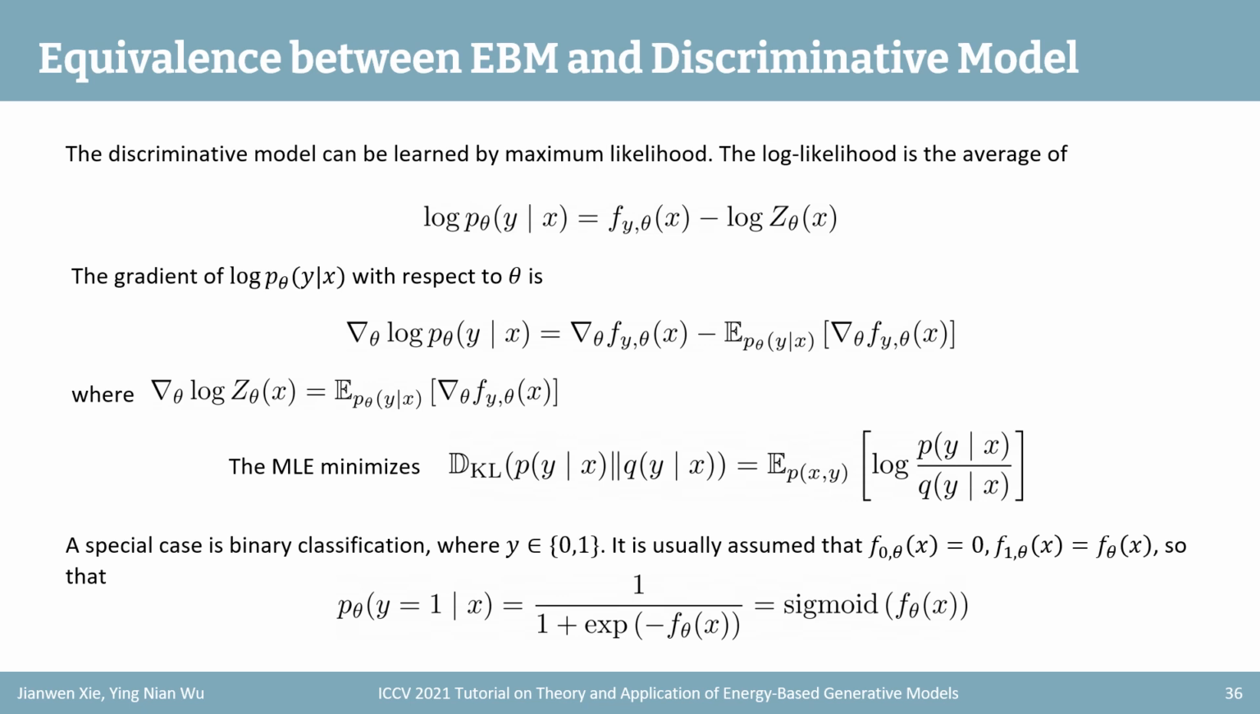While for the energy-based generative model, the normalizing constant Z and the expectation are integrals over x, where x belongs to a high-dimensional space. Therefore, the expectation in the energy-based generative model cannot be calculated in closed form and has to be approximated by MCMC sampling, such as Langevin dynamics. A special case is binary classification. y can take either 0 or 1, and the model is a nonlinear logistic regression model.